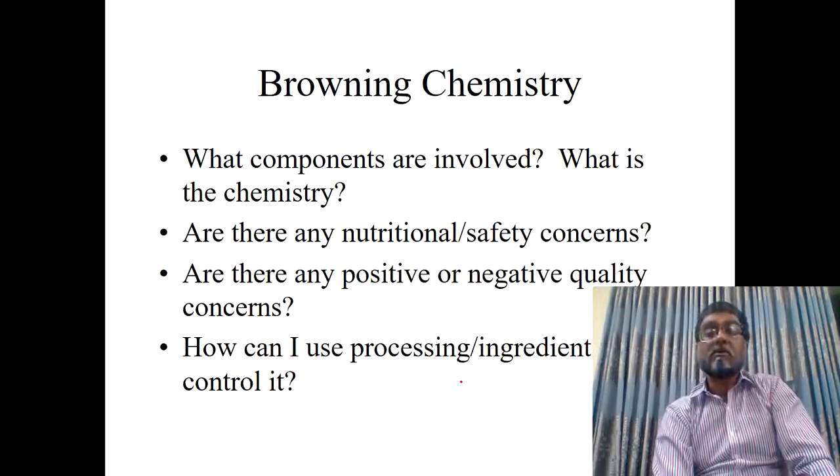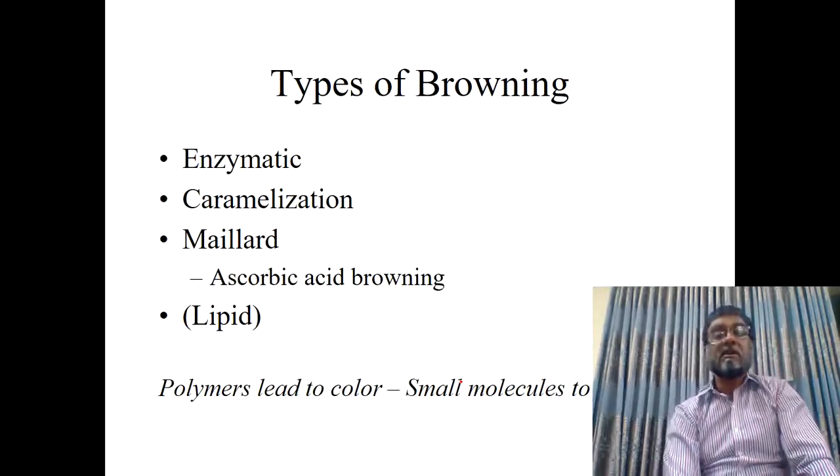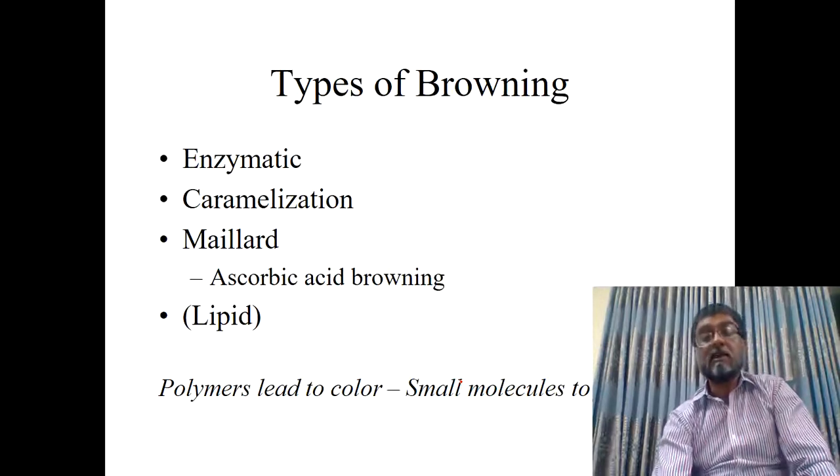So what is the concern about that? What are the processes that are involved? What are the nutrition and safety concerns? These are some of the important topics about browning chemistries. So there are several types of browning process: enzymatic browning, caramelization process, Maillard reaction, and some of the lipid reactions that are involved during that process.